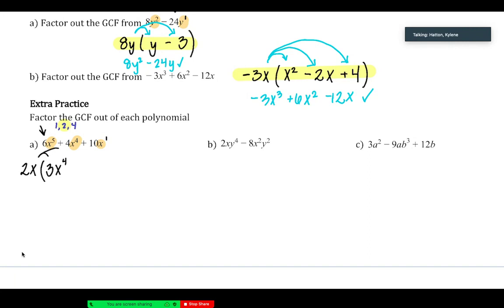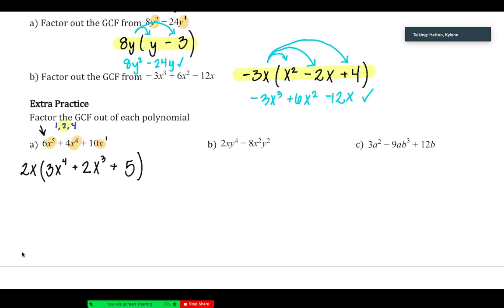And then I have to think: 2x times what is going to get me to 4x to the fourth? Well, 2 times 2 will be 4. And then x times what gets me to x to the fourth? I have to multiply in an x to the third power, because again I add 1 plus 3 to get to x to the fourth. And then 2x times what is going to get me to 10x? Well, 2 times 5 is 10. And I'm just going from x to 10x, so I don't need to multiply in another x because the power doesn't change. So it's 2x times 3x to the fourth plus 2x cubed plus 5.